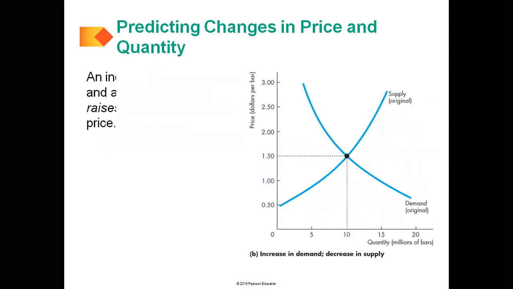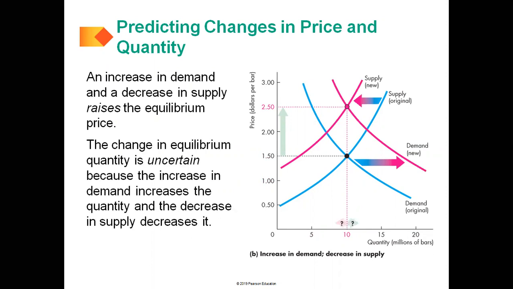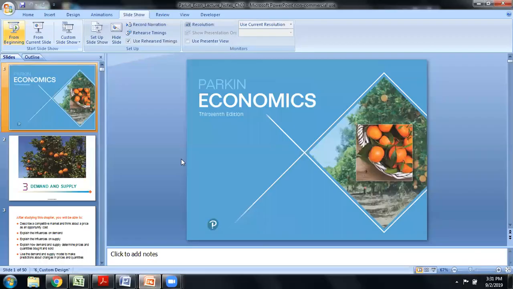Very often. Okay. And so in this example, we shifted demand up and decreased supply. It's the opposite of the prior slide. Okay. All right. So I'm going to stop this and call it chapter 3.